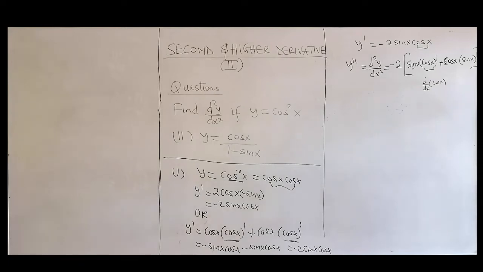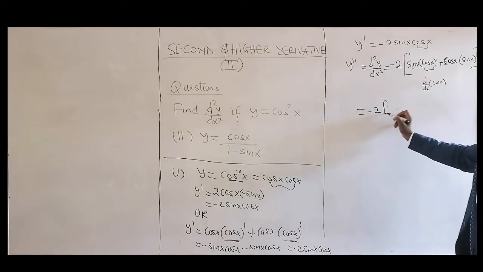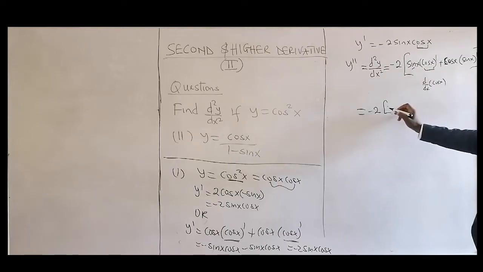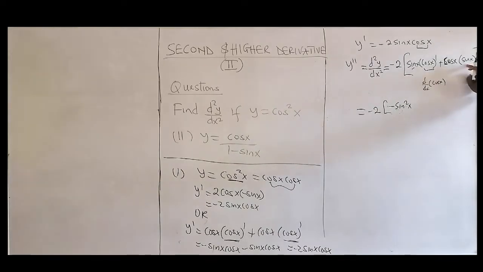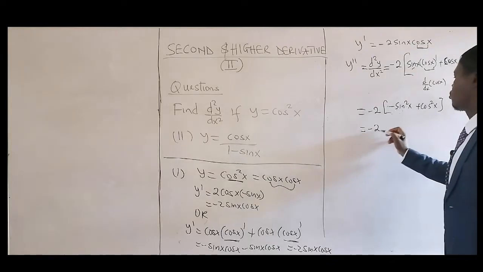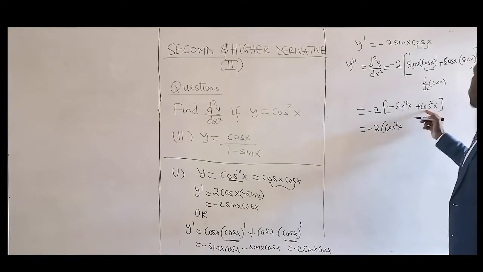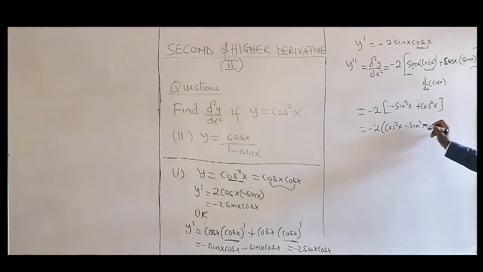So that will be equal to minus 2 into bracket. The derivative of this one is minus sin x, so that will be minus sin square x. Then here also this is cos x, so that will be plus cos square x. Then you can rearrange: minus 2 into brackets cos square x, write the positive first, minus sin square x, and that is cos 2x, so minus 2 cos 2x. So that's the second differential of that question.